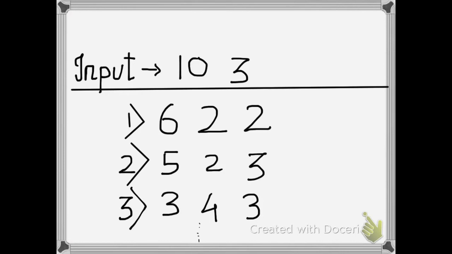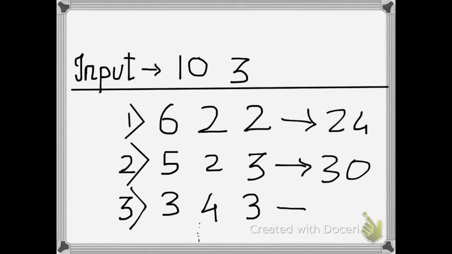We have to maximize the product. For the first case, 6 2 2, the product will be 24. For the second example, the product will be 30, and here the product will be 36. This is the same example which was given in the problem, and the answer obviously is 3 4 3, with product 36. So this is what the sum is.